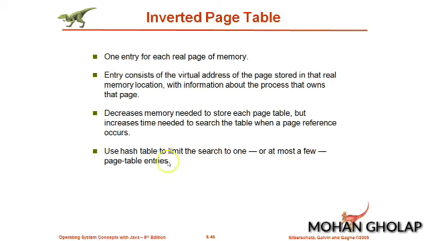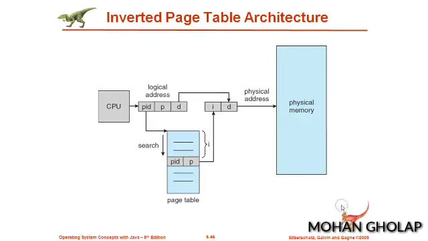So use a hash table to limit the search to one or at most a few page table entries. Means here, in order to limit the number of searches, again you can use the hash table. So you can have a hybrid approach here. Let us consider how this works.